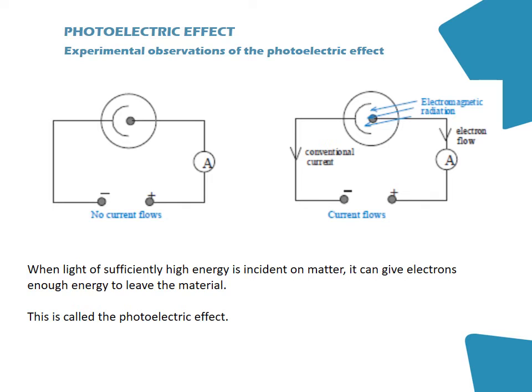So here we have it in more detail. So when light of sufficiently high energy, or electromagnetic radiation, is incident, which means hitting the matter, and in this case the matter is referring to our cathode or our emitter, that's this guy over here, it can give electrons high enough energy to actually overcome those electrostatic forces of attraction to the nucleus of their atoms, and they can leave the material. Once they leave the material and are sprayed out, that phenomenon is called the photoelectric effect. And as I said, we can pick that reading up here with the ammeter.